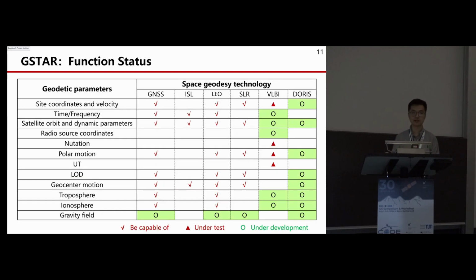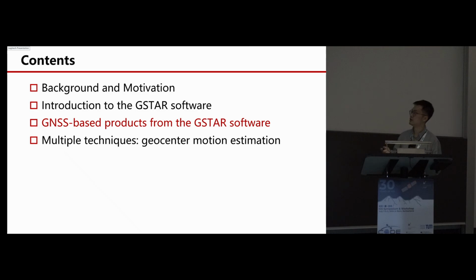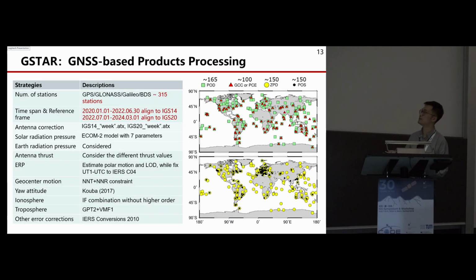So a lot of effort needs to be made to make the biggest effect of the GPU. Okay, this page summarizes the function status of the GSTAR. It supports the combination of the GNSS, ISL, SLR at the observation level, while the VLBI, DORIS, and the gravity field are still under development and test. And it supports estimation of site coordinates, satellite orbits and clocks, and geodetic parameters including ERP, geocenter, and atmosphere delay. Okay, next let me introduce the initial performance of the GNSS-based products from the GSTAR software.